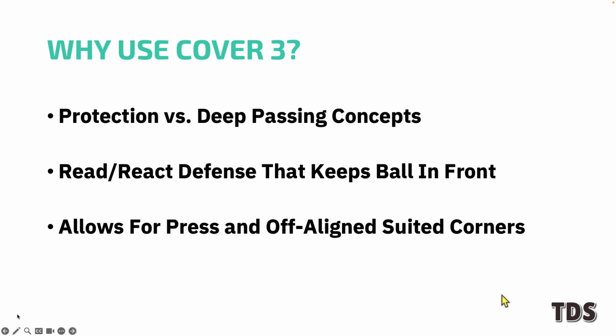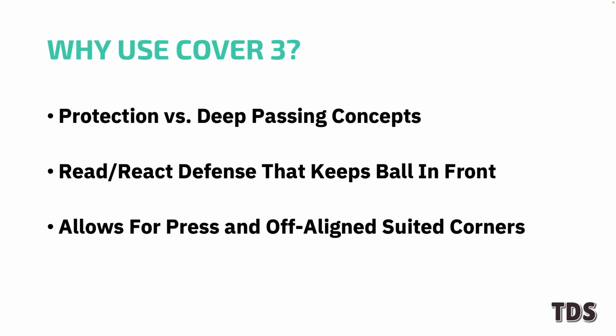So let's talk about why to use cover 3. The important thing that it does is it provides good protection against deep passing concepts. Having the middle of the field closed by having that single high safety really protects the middle of the field, and you've got the sideline protected better than if you were to have a cover 2 look, for example.